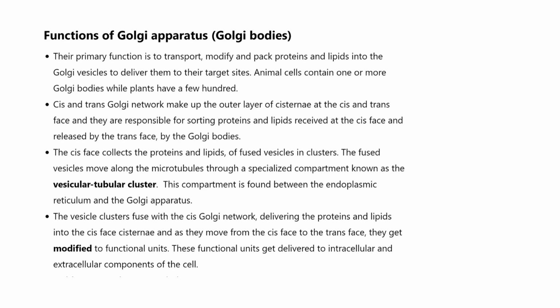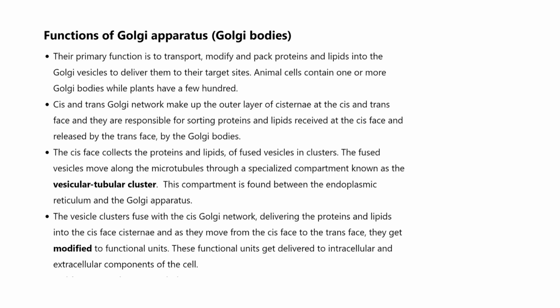Functions of Golgi apparatus. Golgi bodies' primary function is to transport, modify and pack proteins and lipids into the Golgi vesicles to deliver them to their target sites. Animal cells contain 1 or more Golgi bodies while plants have a few hundred.